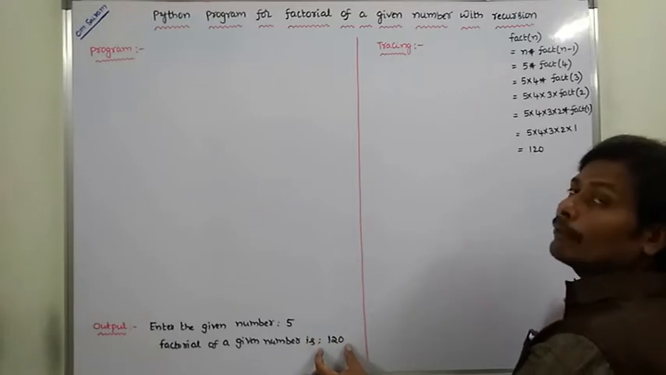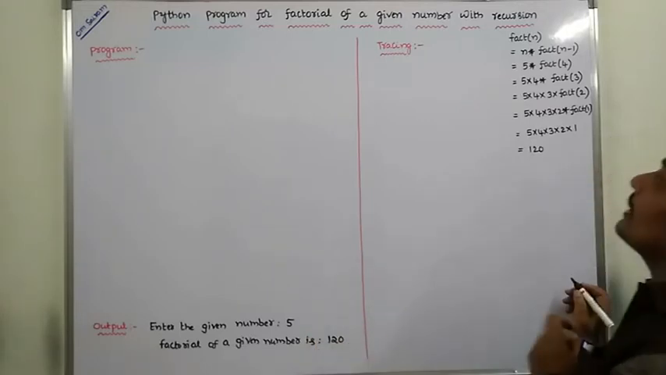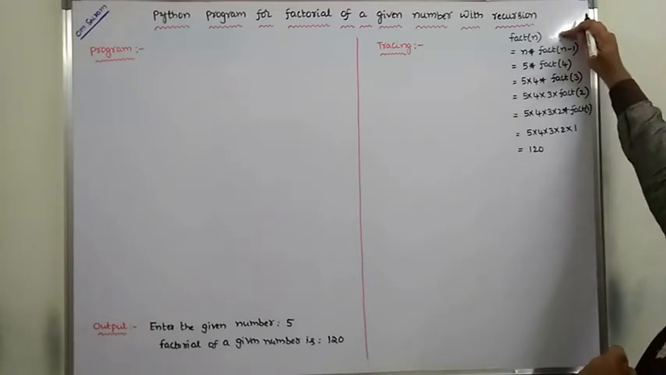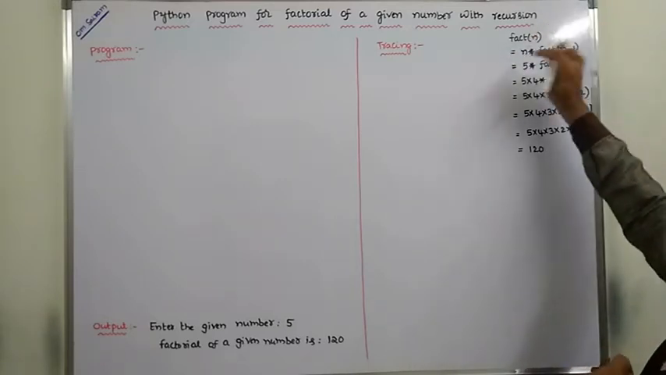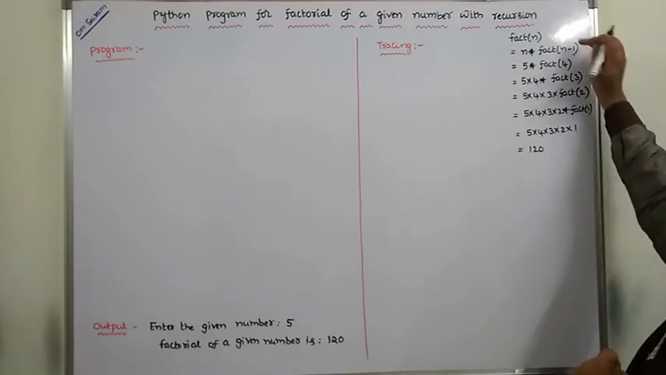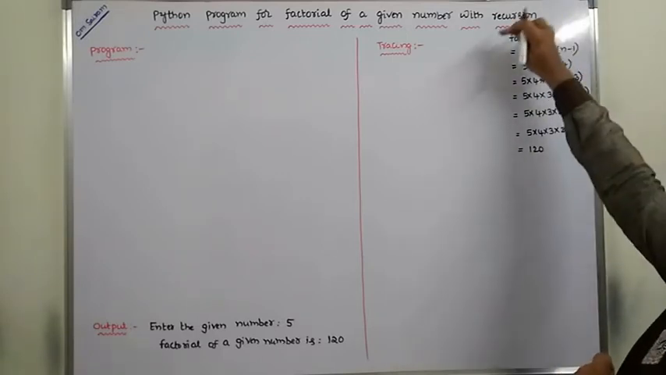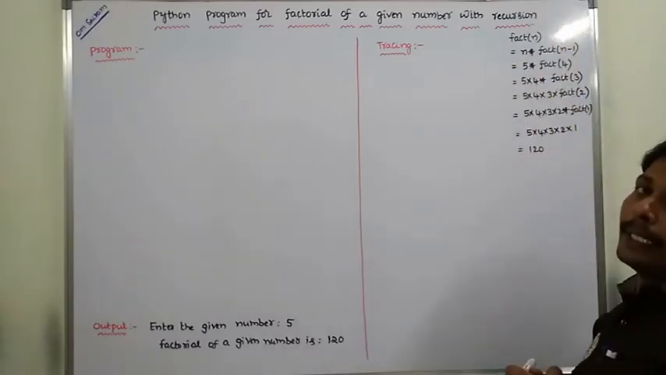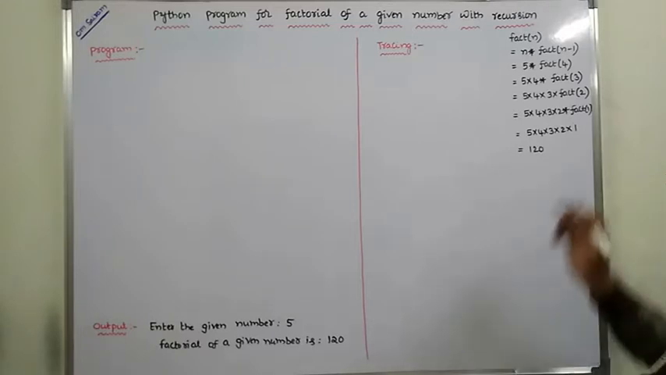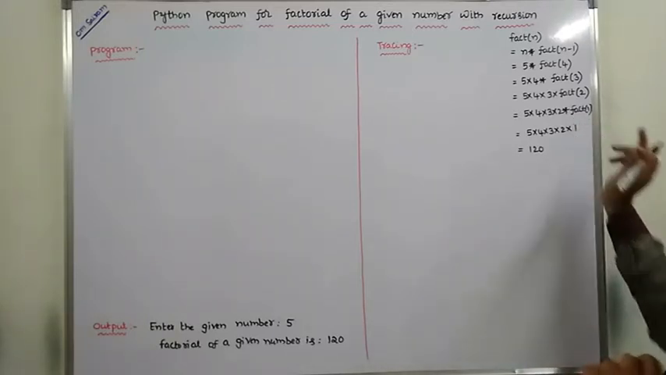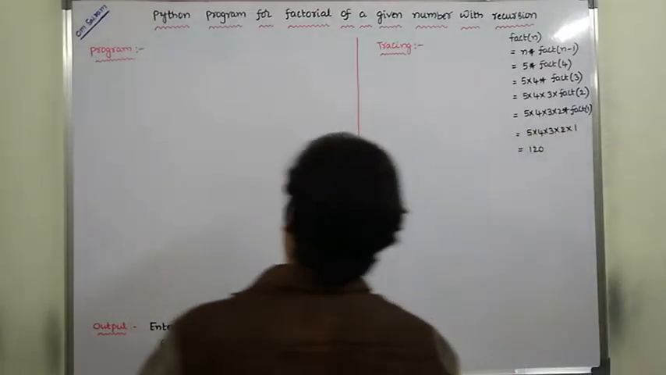How are we getting 120? By using recursion, this is the formula we have to use: fact of n is equal to n into fact of n minus 1. This is the recursive formula for finding the factorial of a given number. Here fact of 1 value is equal to 1. Now we go for the program.